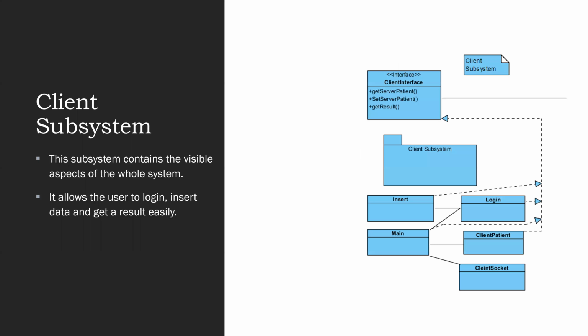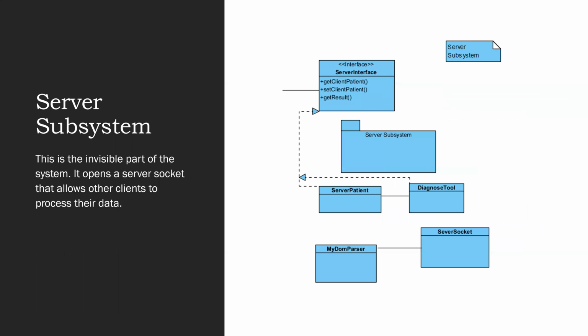Now the client subsystem, these are the visible aspects or the visible sections of the system. So it has a client interface and client classes. So the client interface permits classes from the other subsystem to be able to connect or communicate with the client. And on the server subsystem, we also have the server interface.